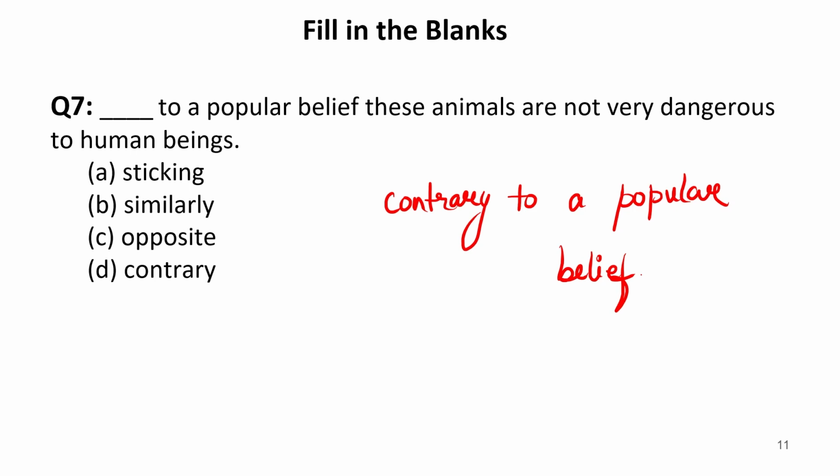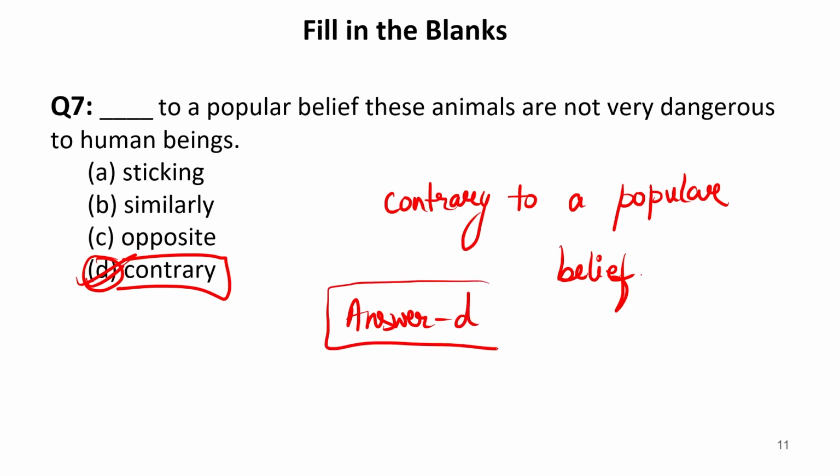Now let us see the options. Sticking, similarly, opposite, contrary. This basically means unlike the popular belief. So here the suitable word is contrary, which was initially in our mind, and there we see it in the options. So our answer is D. It means everyone believes that these animals are dangerous, but this is not true. Contrary to a popular belief, these animals are not very dangerous for human beings. It means maybe they are lovable, maybe they are caring, but it is only believed these animals are dangerous.